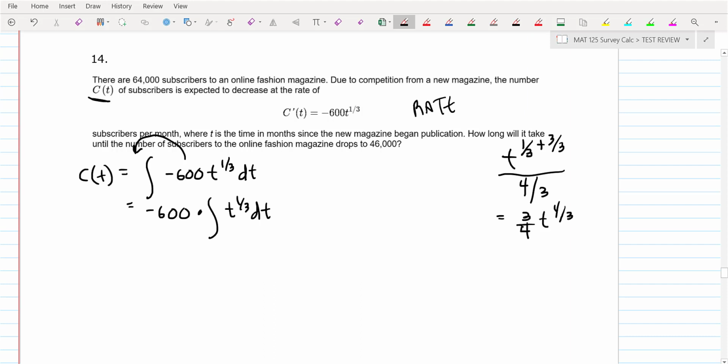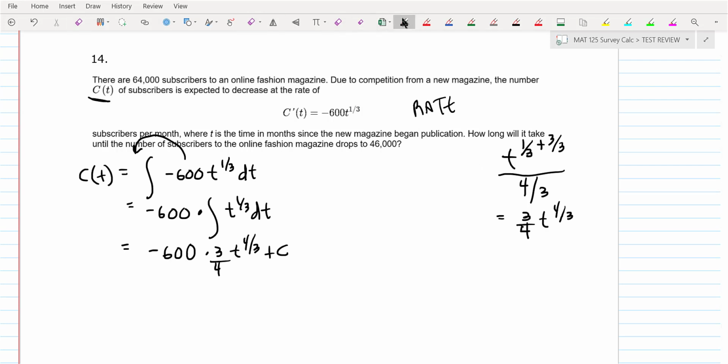So that's the antiderivative, all right? And you have to put your plus c. Remember, you put a plus c if it's not a definite integral. If you don't have limits on the integral, then you have a plus c. So your antiderivative is -600 times 3/4 t to the 4/3, and then plus c. So that's where you start the problem. We still have several things to do then.